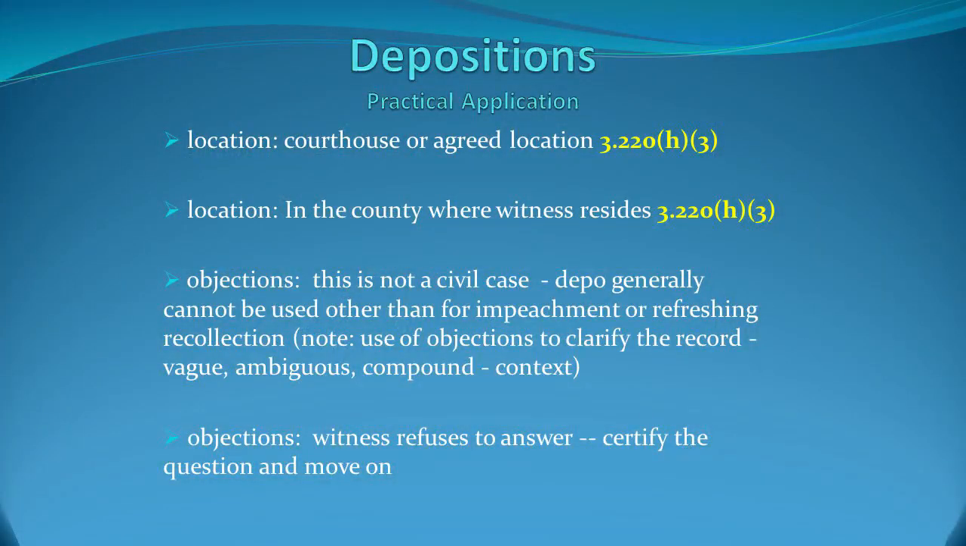Depositions, just briefly. Under rule 3.220, the location is the courthouse or a location agreed upon between the parties. A deposition should not be unilaterally set by either party. We need to get along, both the defense bar and the prosecutors. The location is in the county where the witness resides. If a witness resides in a neighboring county, then that deposition needs to be set in the neighboring county. It can't be set in the courthouse of your county. It needs to be set within the rules.